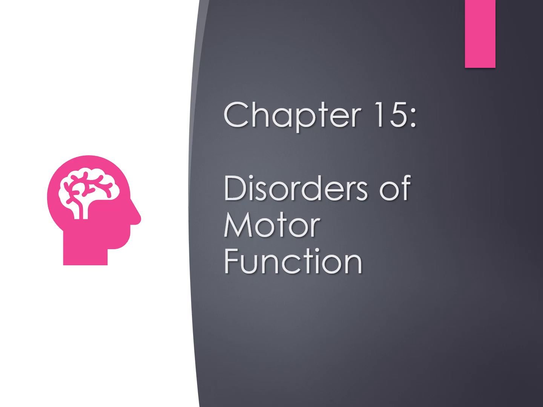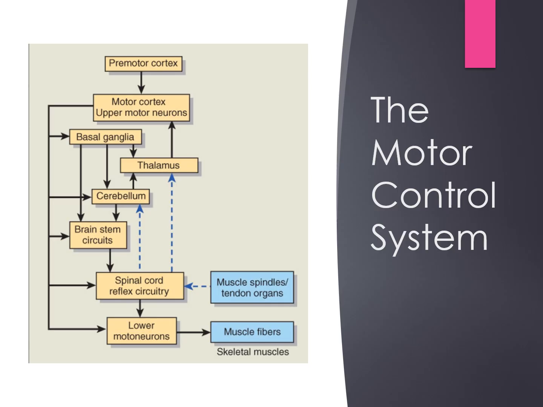Chapter 15 discusses disorders of motor function. So we're going to start by talking about just the general control of the motor system. The lowest level occurs at the spinal cord. That contains the reflex circuitry needed to coordinate motor units for planned movement.